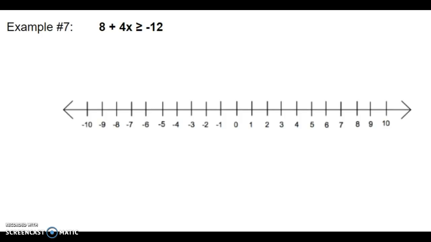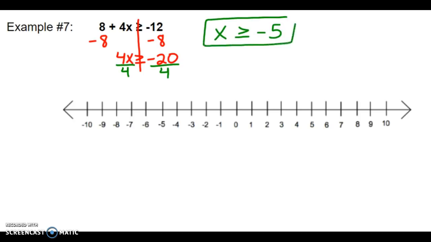All right, last one that I'm going to go through, and then I'm going to have you finish the rest on your note sheet. I'm going to first subtract 8. I've been going through my two-step steps pretty quickly because I know a lot of us understand this part. That gives negative 20. Then 4 times x, so I'm going to divide by 4. When we have a negative divided by a positive, we end up with a negative answer. So I get x is greater than or equal to negative 5.